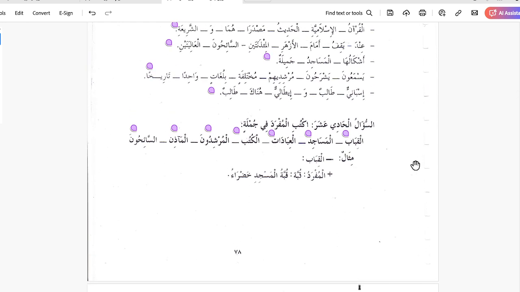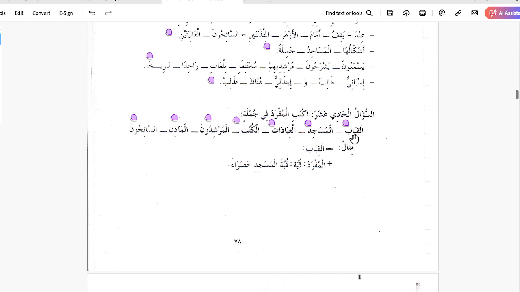The last question is Question 11: write the singular. Al-Qibab, so the singular is Qubbatun. Masajid: Masjidun or Al-Masjidu. Ibadat: Al-Ibadatu, so Ibadatun or Al-Ibadatu. Al-Kutub: so singular is Kitabun or Al-Kitabu.